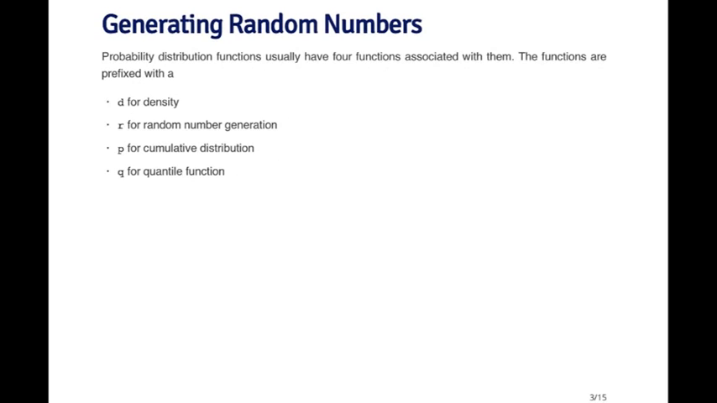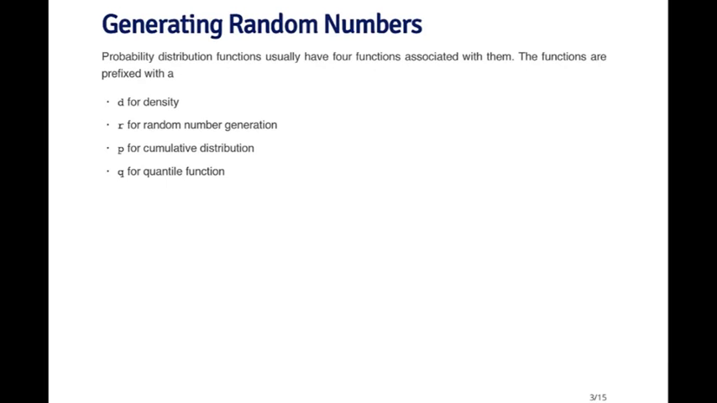Probability distribution functions have basically four functions associated with them. For any given distribution like the normal distribution, there will be a function that starts with a D, a function that starts with an R, with a P, and a Q. So there'll be four different functions for each distribution. I've already mentioned the rnorm function, which is for random number generation. There's a dnorm function which evaluates the density of the probability distribution for a given mean and standard deviation. There's the pnorm function which evaluates the cumulative distribution, and there's the qnorm function which evaluates the quantile function.